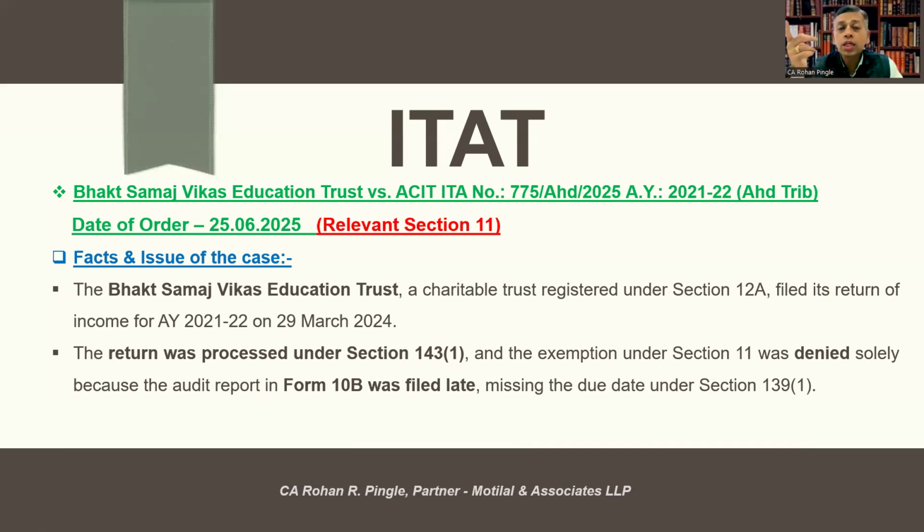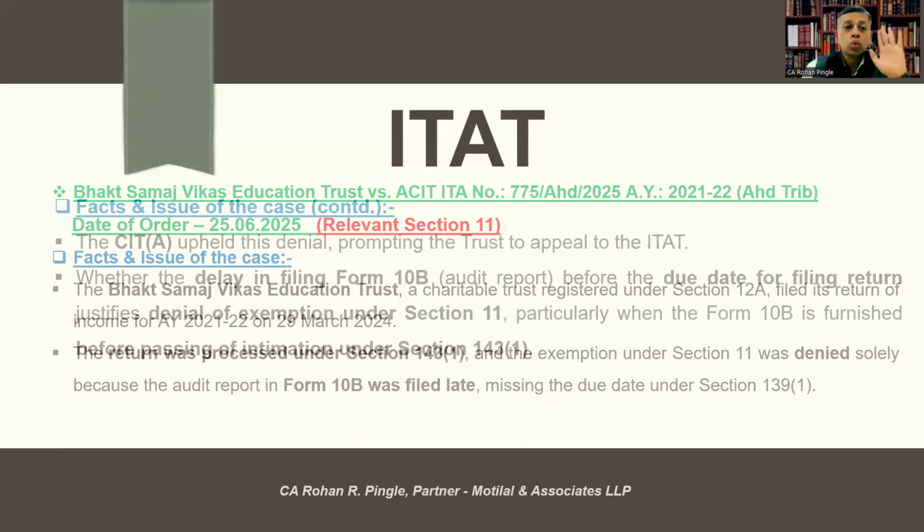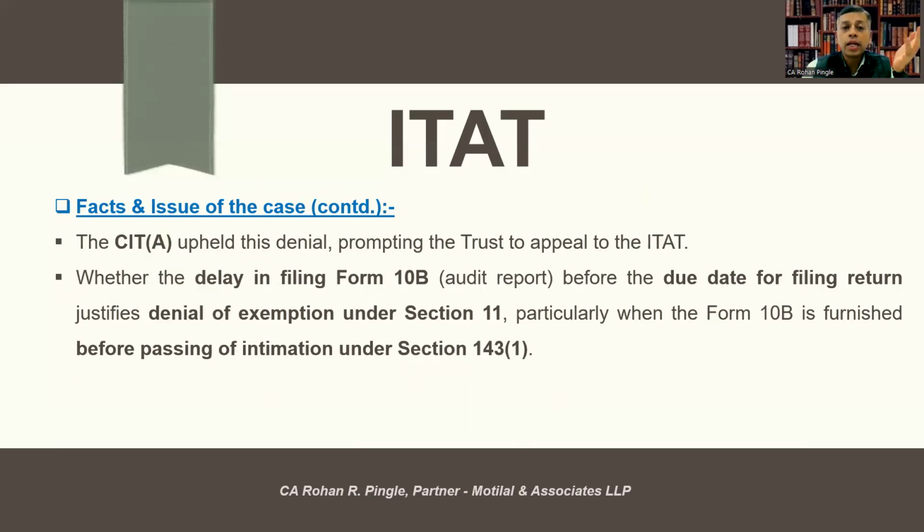The return was processed under section 143 subsection 1, and the exemption under section 11 was denied solely because the audit report in Form 10B was filed late, missing the due date under section 139 subsection 1. The CIT appeals upheld the denial, prompting the trust to appeal to the ITAT. The issue was whether the delay in filing the Form 10B audit report before the due date for filing the return justifies denial of exemption under section 11, particularly when the Form 10B is furnished before passing of intimation under section 143 subsection 1. Very interesting.